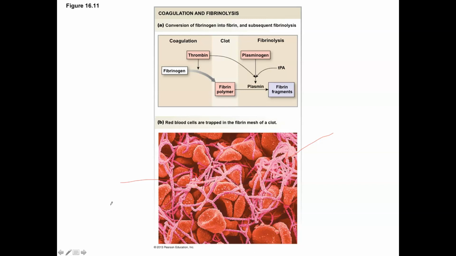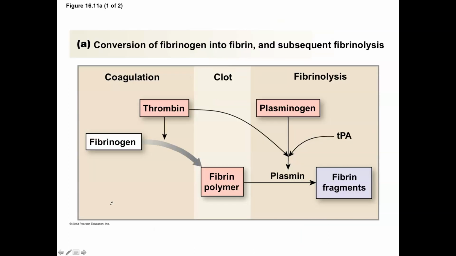You don't want the clot, though, to remain, so we need to have a process called fibrinolysis. And fibrinolysis is where we break down the fibrin once you no longer need that fibrin mesh. So as the damaged vessel wall begins to repair itself, the clot needs to disintegrate, and the way to do that is to produce an enzyme called plasmin. So plasmin is going to be your enzyme that digests fibrin.